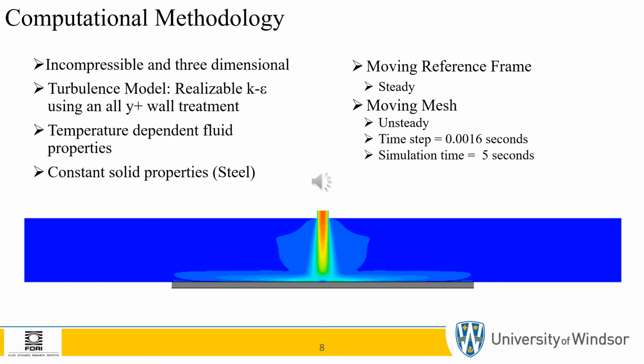Regarding the two modeling approaches, the moving reference frame simulation is considered steady, and the average Nusselt number was monitored after each iteration until no visible change in the Nusselt number was reported, indicating a converged solution is achieved. The unsteady moving mesh simulation employed a time step of around 1.6 milliseconds and a total simulation time of around 5 seconds, which eventually equates to around 8 whole revolutions.